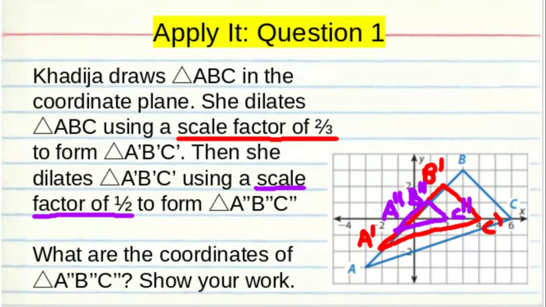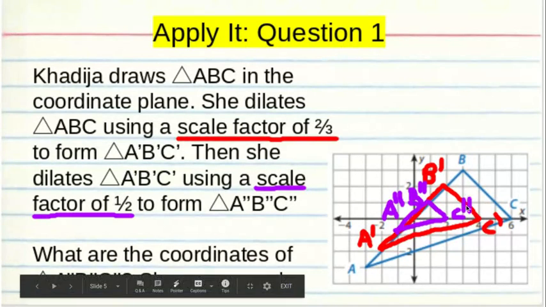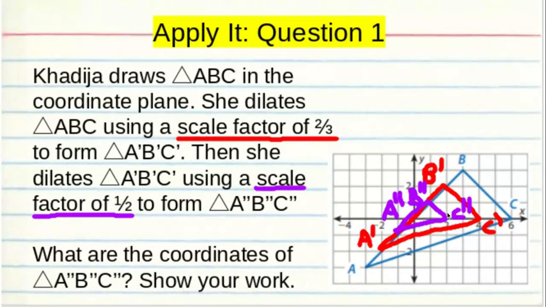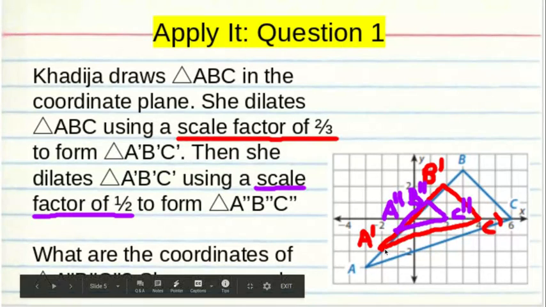From there, it's asking us to take that triangle in red, so our first dilated figure, and dilate it again with that scale factor of 1/2 to form triangle A double prime, B double prime, C double prime. So we would take our A prime at -2, -2, and multiply our x and our y value by 1/2. So -2 times 1/2 is -1. So our A double prime would be right here.